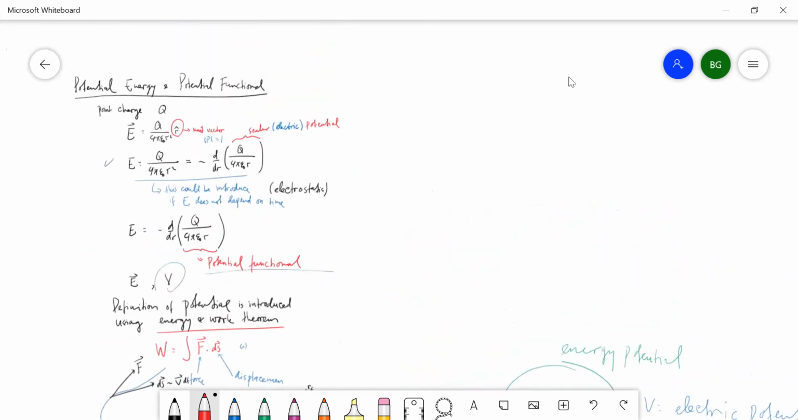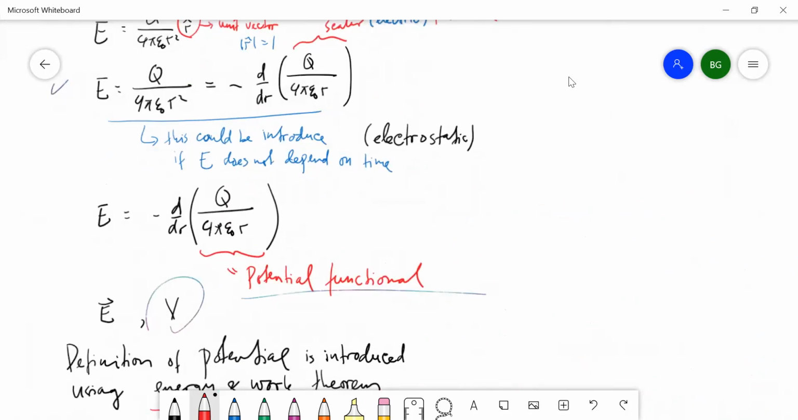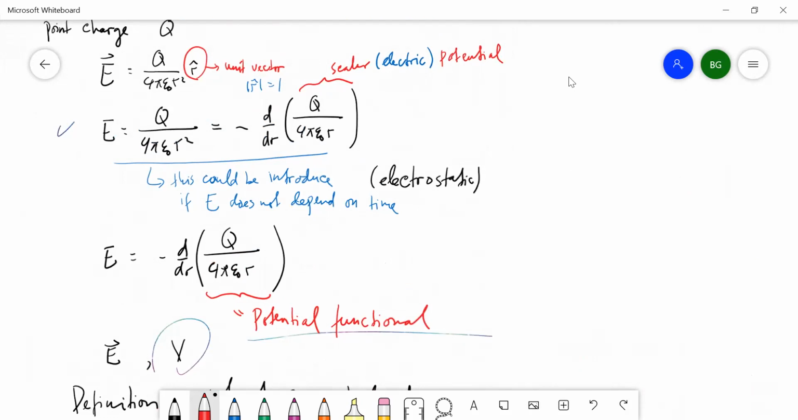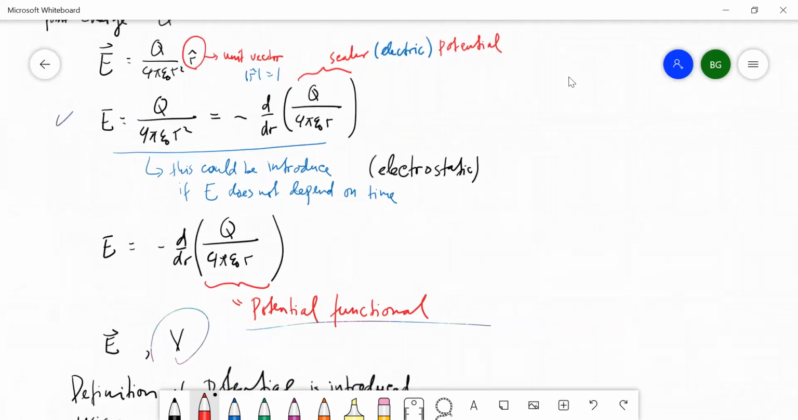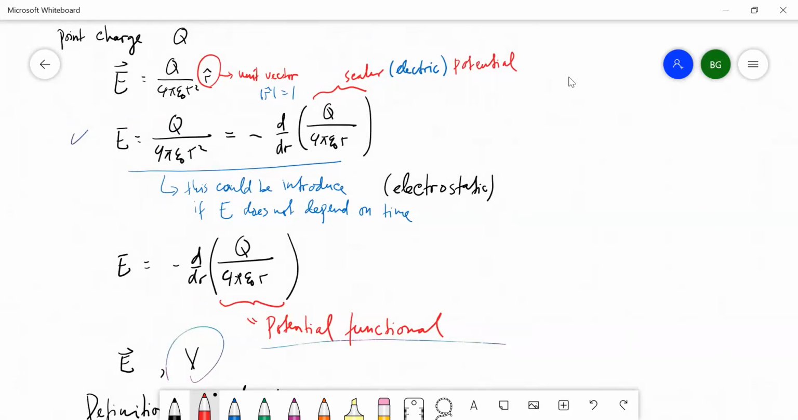So in this case, we have a potential function. This scalar potential can be introduced if E doesn't depend on time. So basically this is static, and in this case we call it the electrostatic case, because the potential doesn't depend on time. Any question or comment about this aspect?